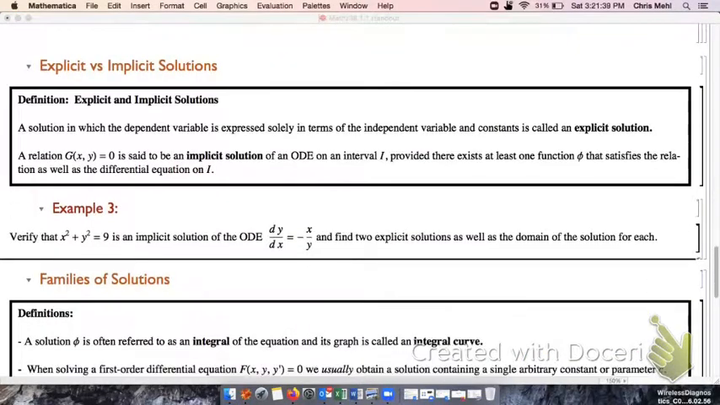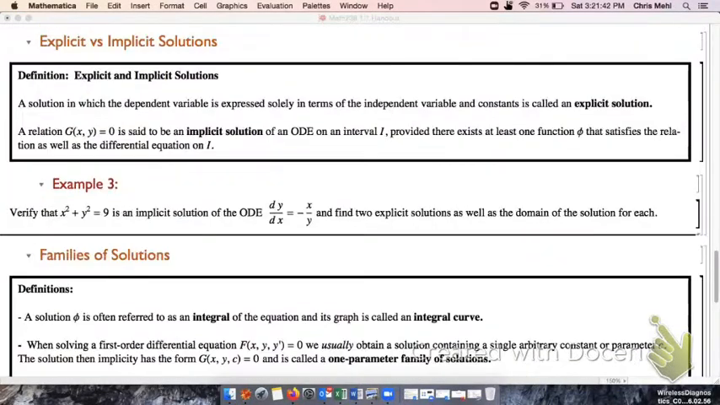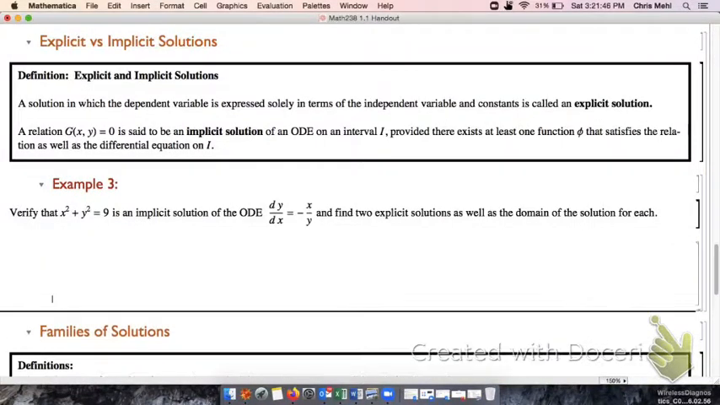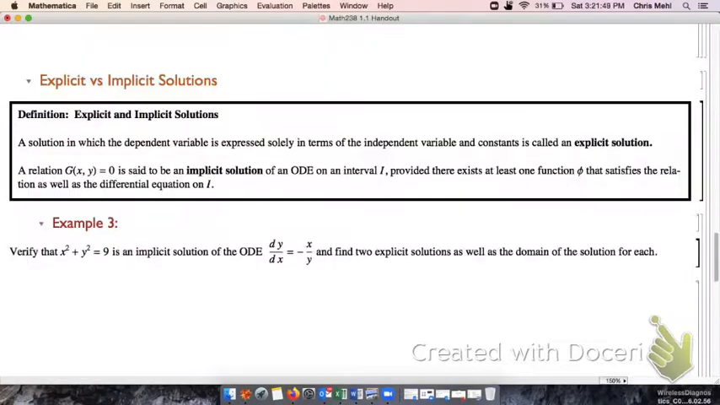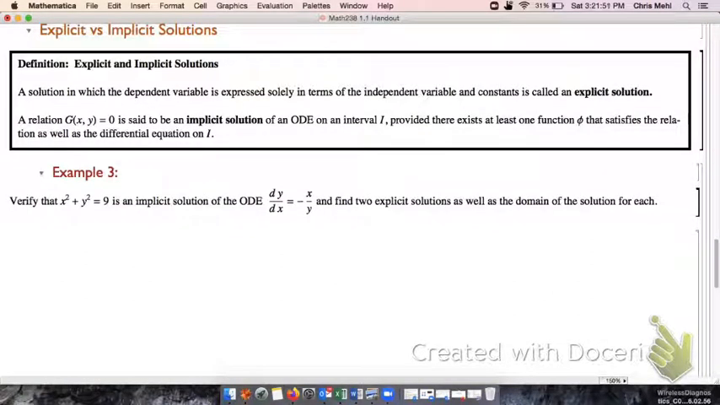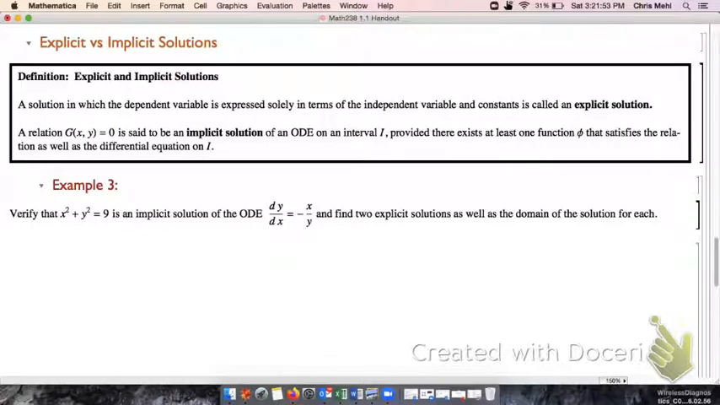Moving on. How to get through 5 examples. So here's example 3. I'm trying to do this in under an hour. So that was an explicit solution. Again, notice the solution was defined, y was defined explicitly as a function of x.